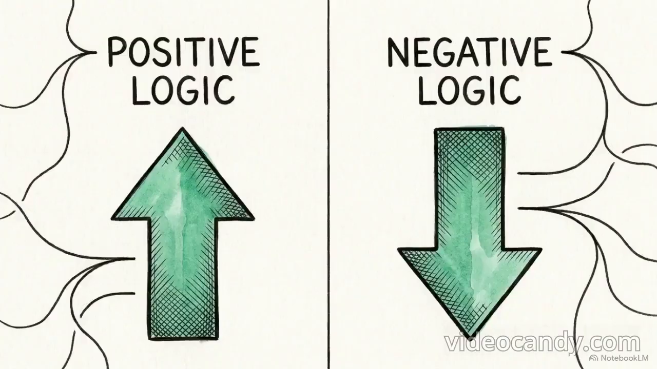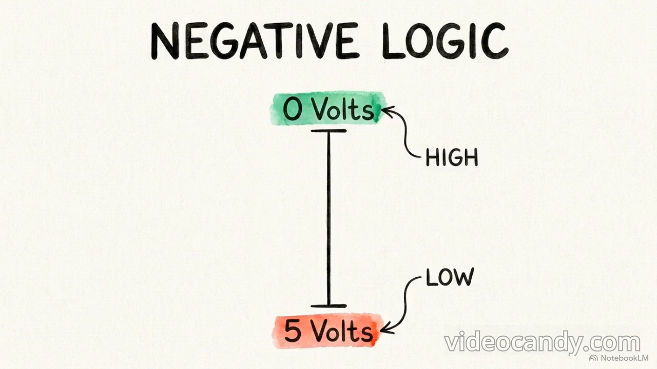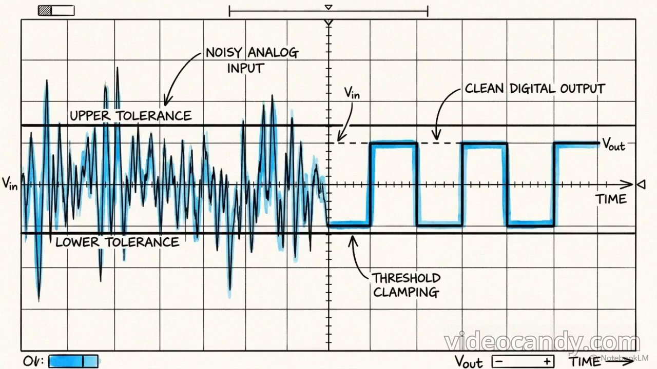It is also entirely possible to build a system the other way around. In negative logic, 0 volts represents high and 5 volts represents low. The physics remains identical, only the engineering framework applied to it changes. By enforcing these strict tolerance thresholds, unpredictable electrical current is corralled into infallible data.